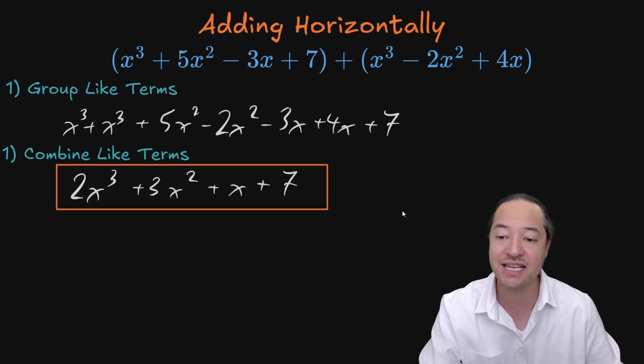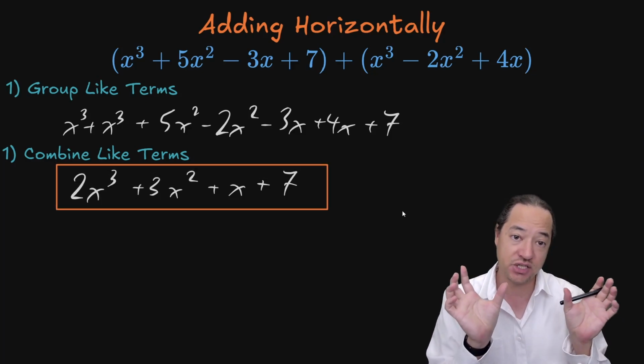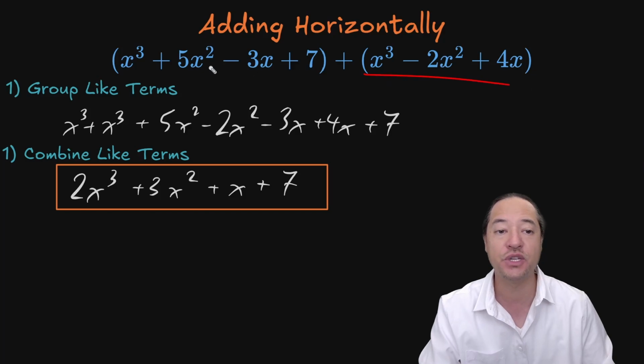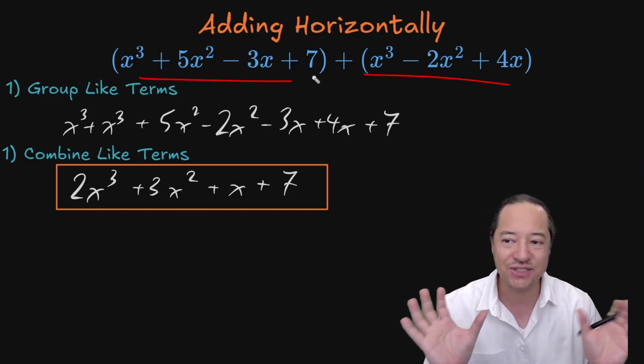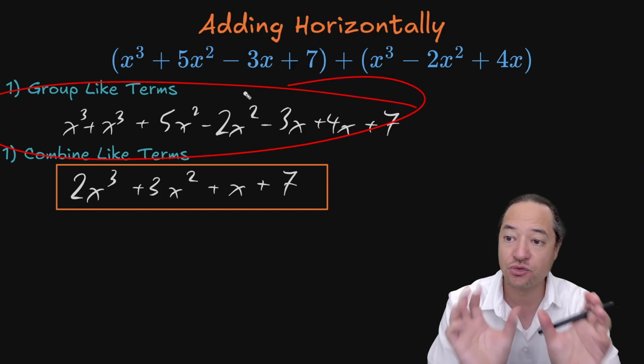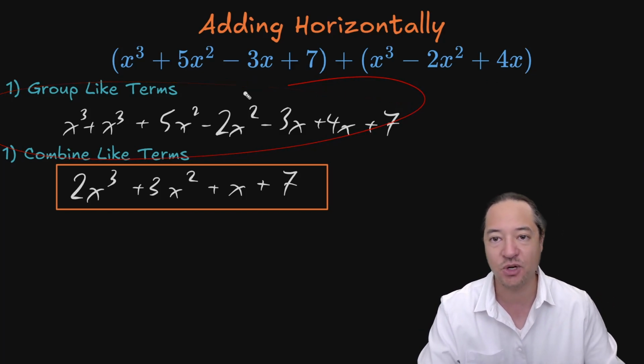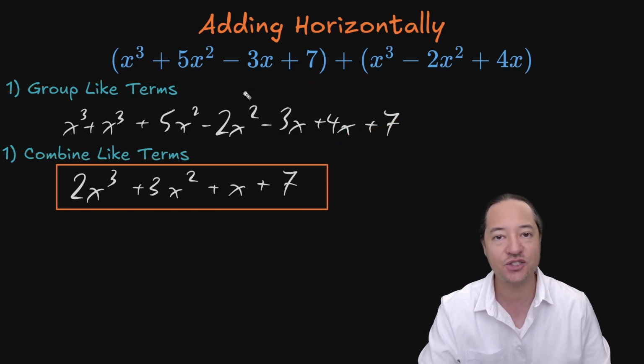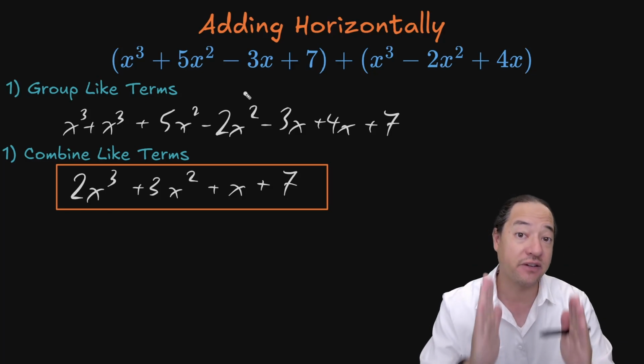We have successfully added together these two distinct polynomials using what we call the horizontal method, because everything is written out here horizontally. Just group those like terms and then combine them. Okay, so the horizontal method, not too bad, pretty straightforward. Let's look at the vertical method.